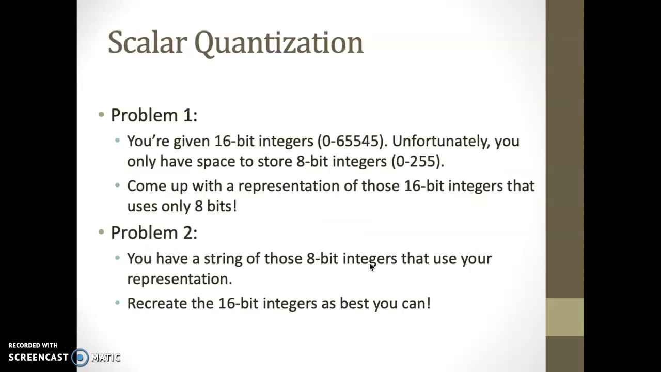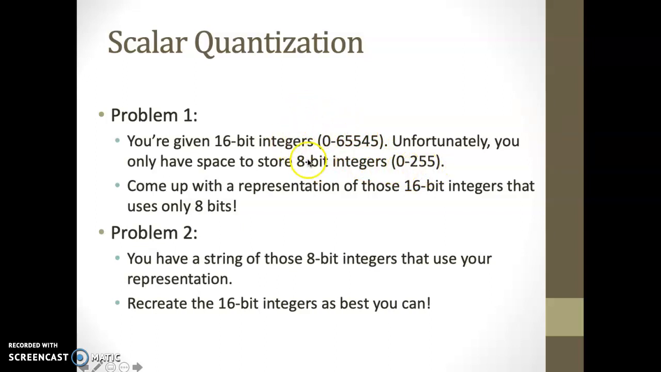So the problem of scalar quantization, for example, problem 1: you have 16-bit integers. So with 16-bit integers, the grey level will be from 0 to 65535. Unfortunately, you only have space to store 8-bit integers, which only have a range of 0 to 255. So this is how the problem comes. That's why you need scalar quantization, where you will reduce a big range of bits to be in a smaller range.